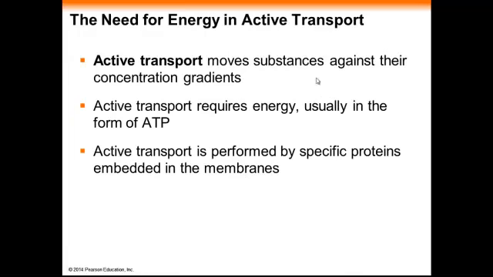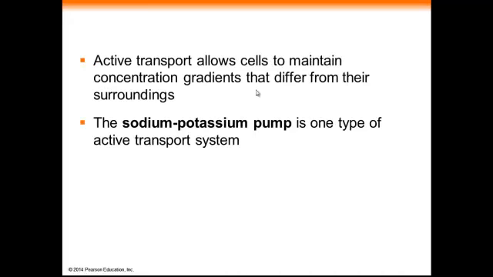Typically, it's also moving substances against their gradient or up the gradient. Think of it as pushing your bike up a hill. It requires energy to do that. And just like other transport types, active transport is performed by specific proteins in the membrane. One of the primary kinds, or one of the main examples, is what's called the sodium-potassium pump. What this does is it moves sodium and potassium into and out of the cell actively in order to maintain their gradients.